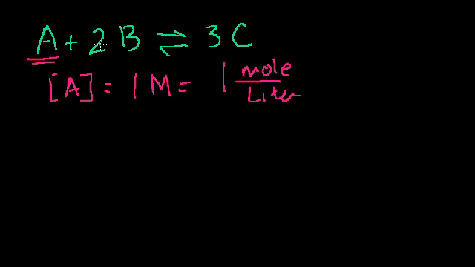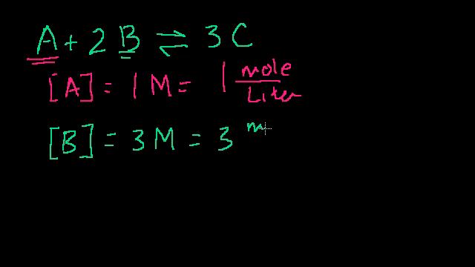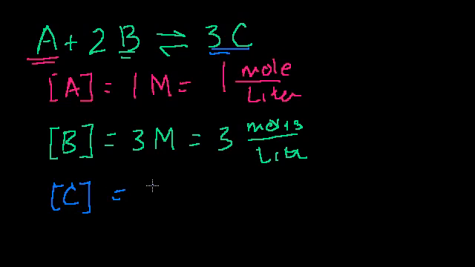We figure out that once we're in equilibrium, the concentration of B is equal to, let's say, 3 molar, which means 3 moles per liter. And let's say once we're in equilibrium, the concentration of C is equal to, let's say, 1 molar as well. I should get rid of that point there because I don't want to say 0.1 molar. So it's just 1 molar.